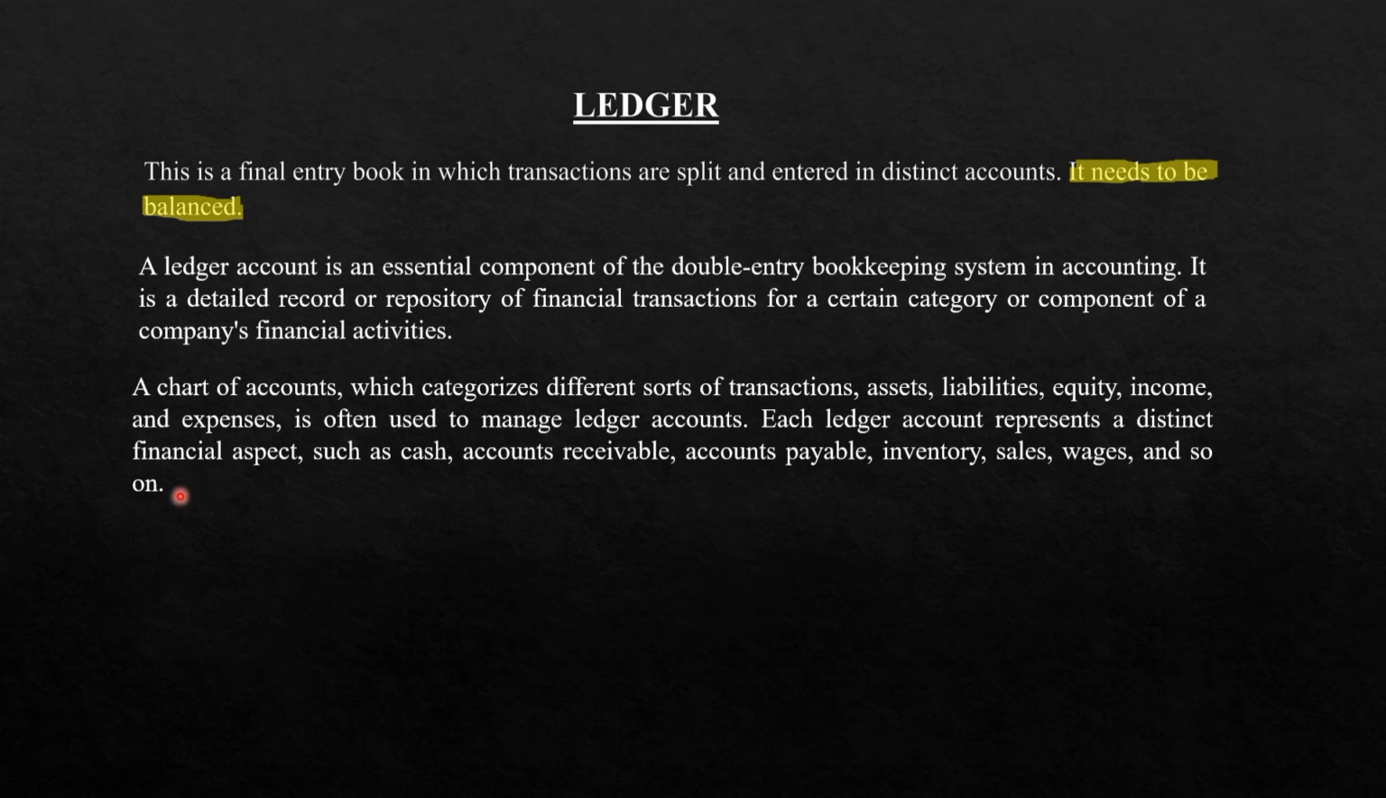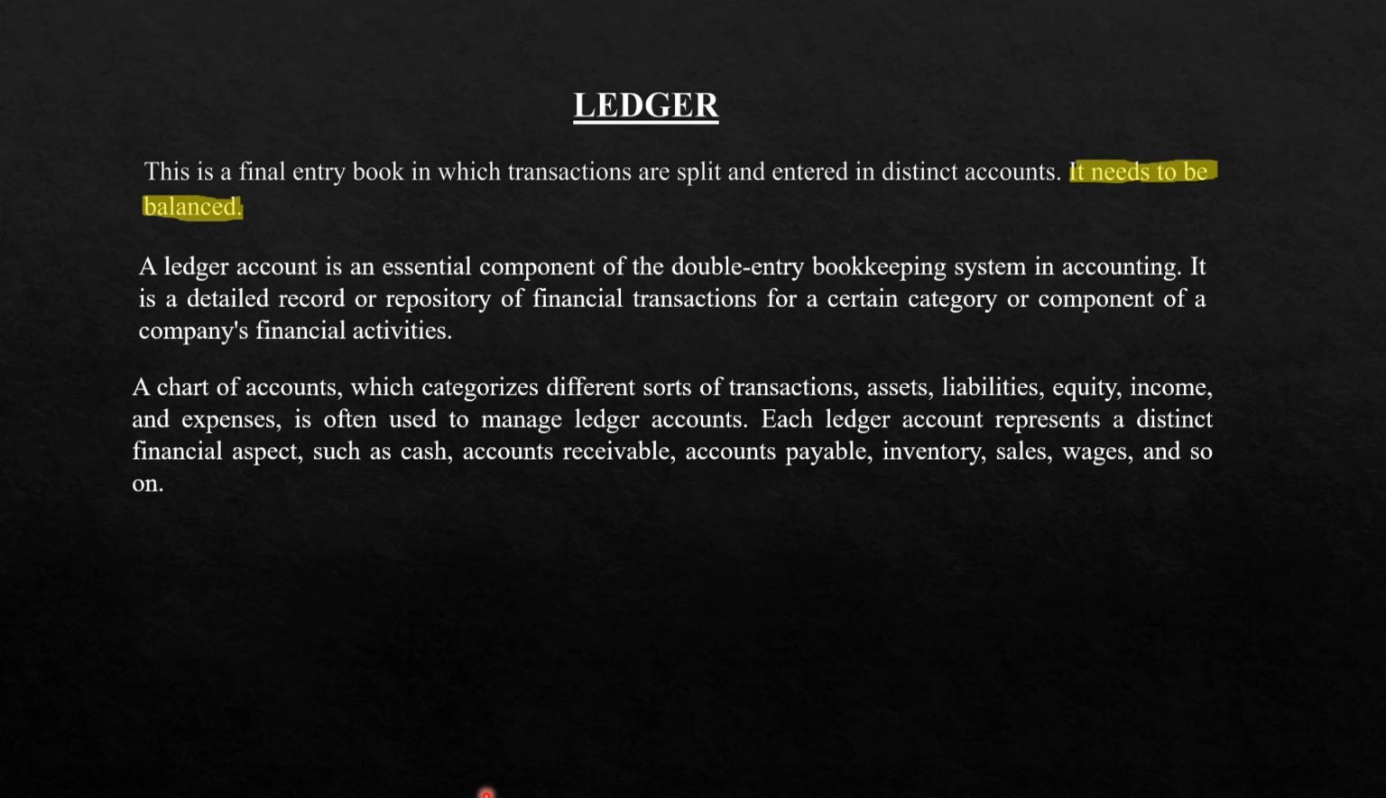Then a chart of accounts, which categorizes different sorts of transactions: assets, liabilities, equity, income, and expenses. It is often used to manage ledger accounts. Each ledger account represents a distinct financial aspect, such as cash, accounts receivable, accounts payable, inventory, sales, wages, and so on.